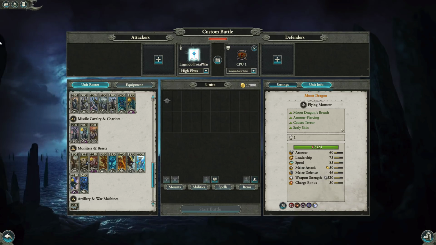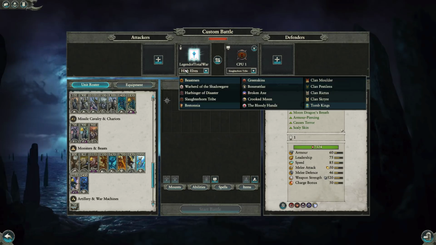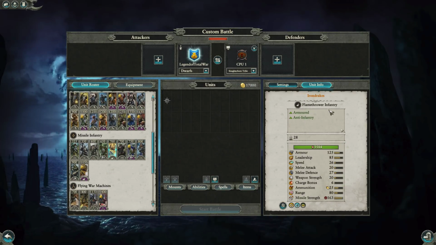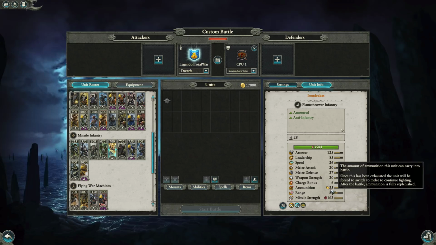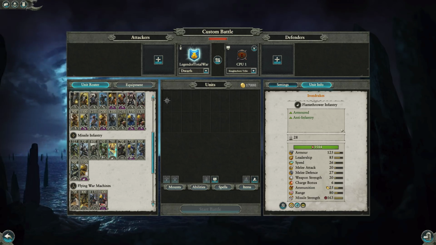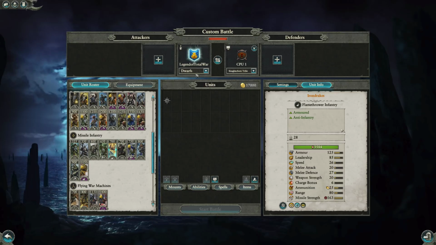Okay. And what's the other one we missed? We missed physical missile fire. There is an example of that in the Dwarfs. If we go to Iron Drakes, they do not have a magical modifier under their ammunition, indicating that their missile attack is a physical missile, armor-piercing, base damage, fire attack. Okay? So that's how it works with them.